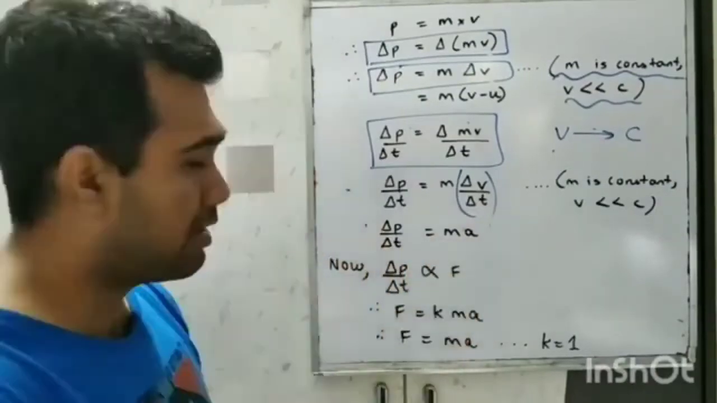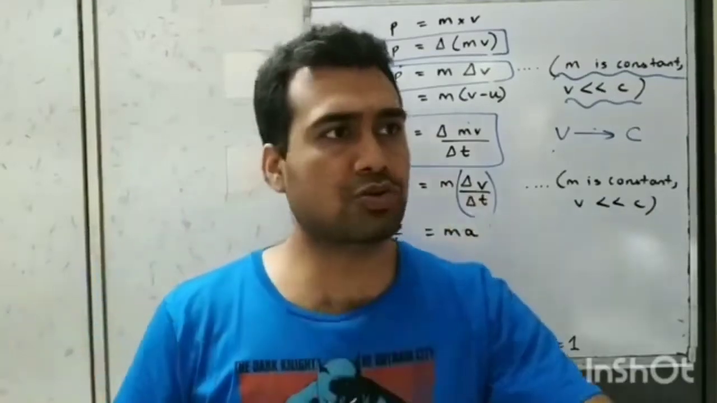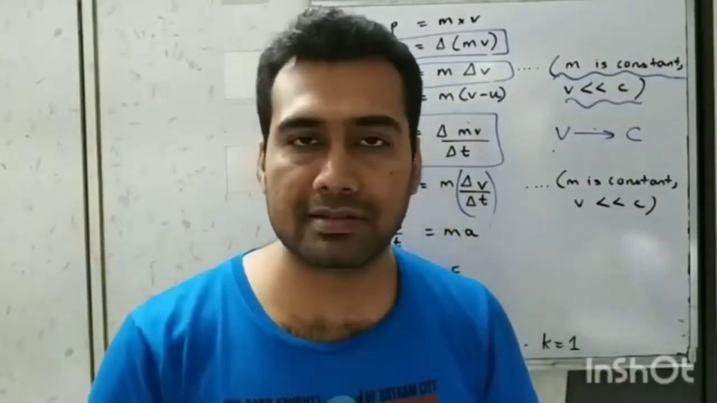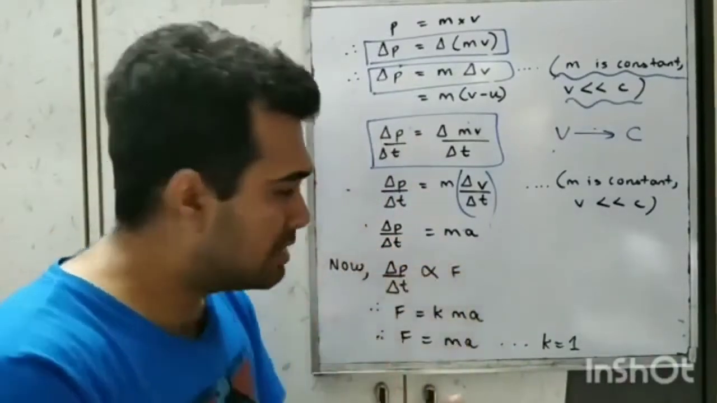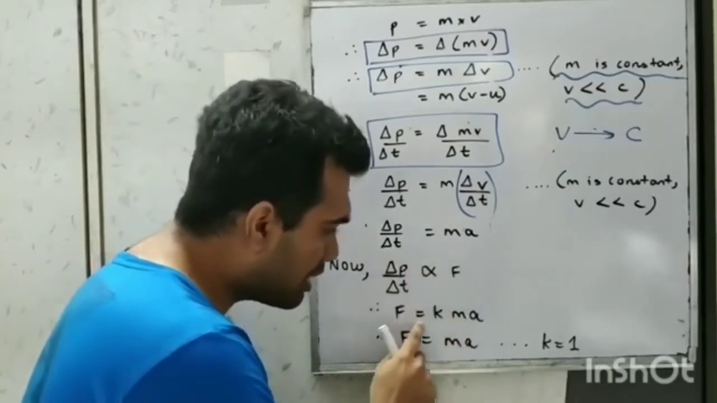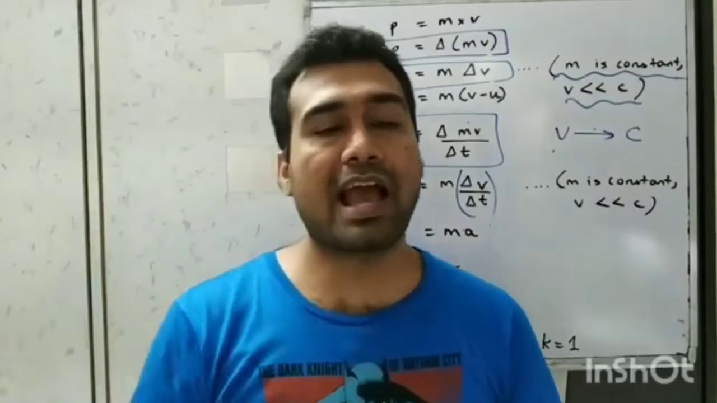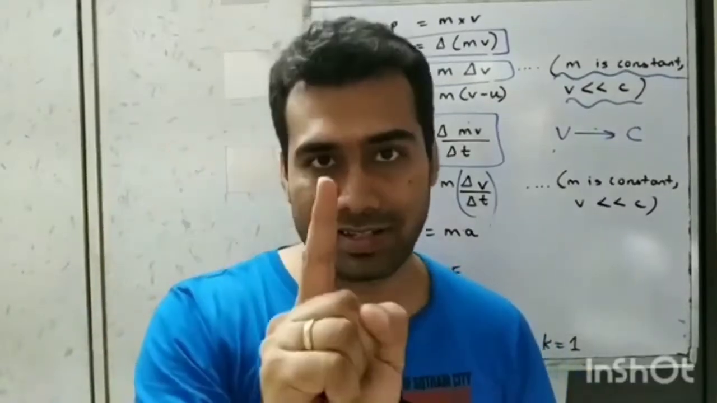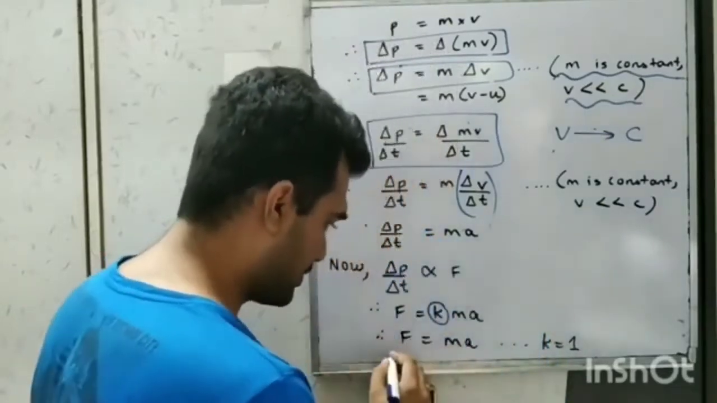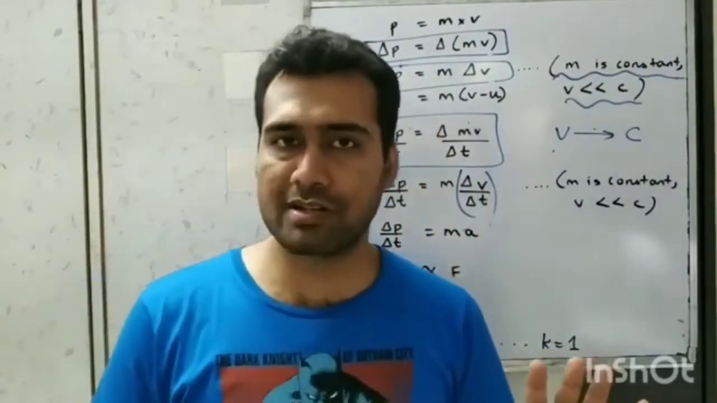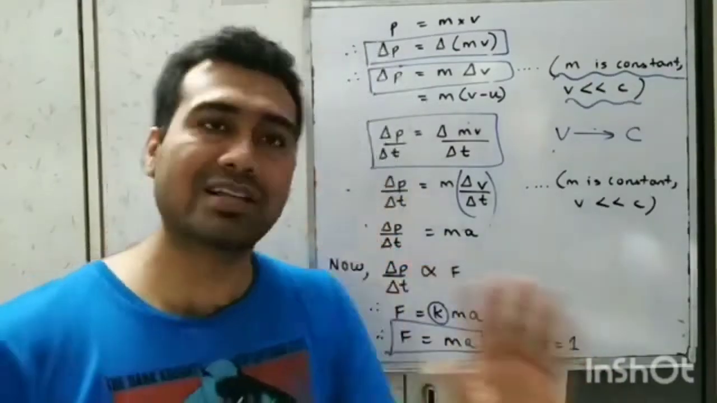Now, the second law of Newton says that the rate of change of momentum is directly proportional to the force applied and takes place in the direction of the force applied. So we can replace delta P upon delta T as F. However, since there is a proportionality sign, we should introduce a constant of proportionality also in the equation. Fortunately, we have assumed this constant to be 1 by definition, which makes the equation very simple. F is equal to ma. So this is the simple equation for Isaac Newton's second law of motion. Force is equal to mass into acceleration.